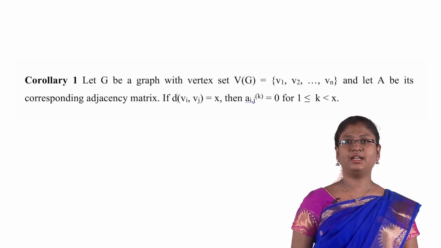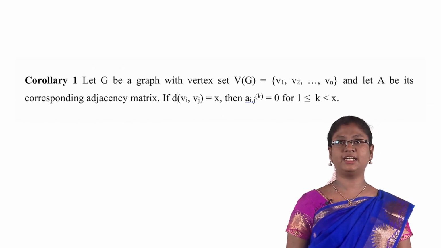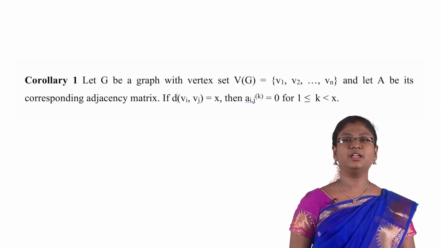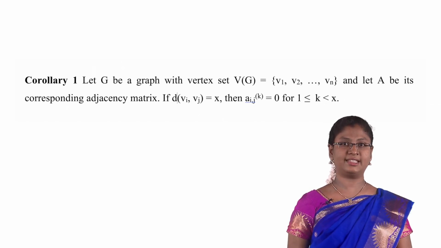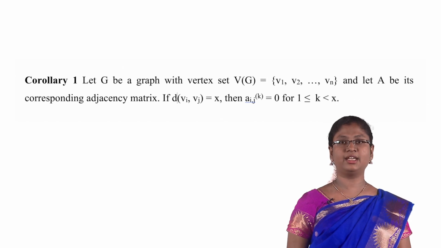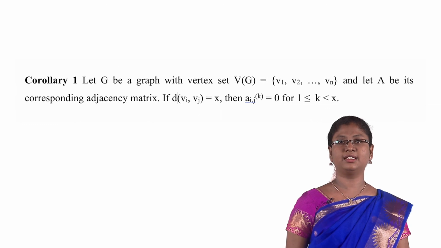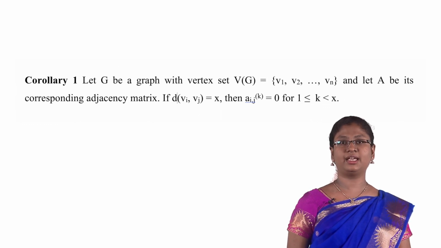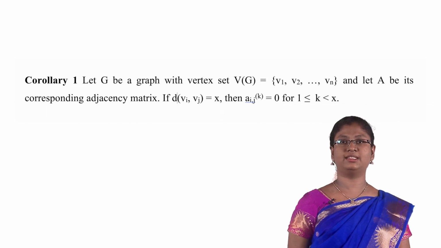Corollary: let G be a graph with the vertex set V of G equal to the set of all vertices V1, V2, etc. Vn, and let A be its corresponding adjacency matrix. If D of Vi, Vj is equal to x, then Aij power k is equal to 0 for 1 less than or equal to k less than x.